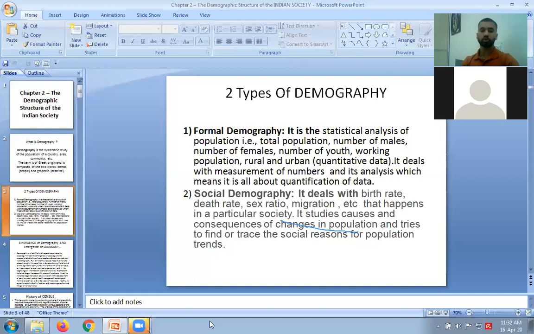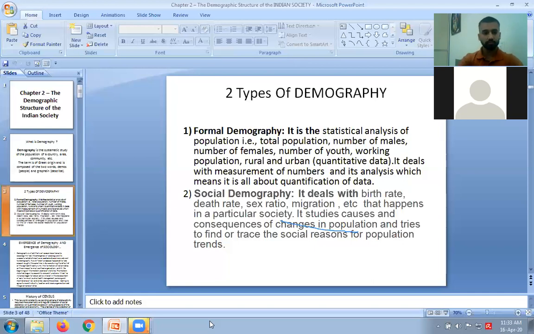It includes both the things, quantity of data as well and qualitative of data as well. So it actually entails both the things, right? It's a broader concept as we compare this particular concept to formal demography. So I'm sure now you have understood, or you have got the idea that what is formal demography and what is social demography is all about, right?